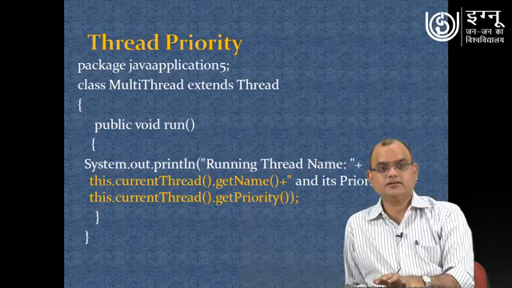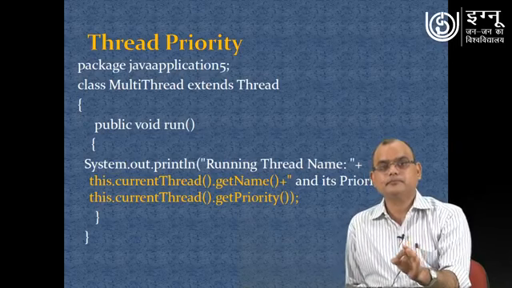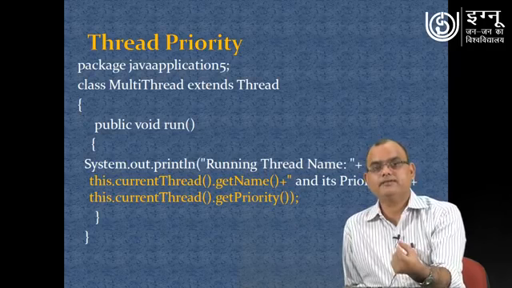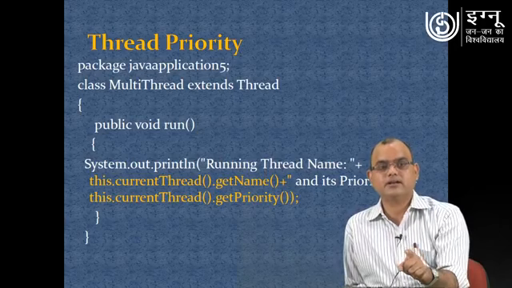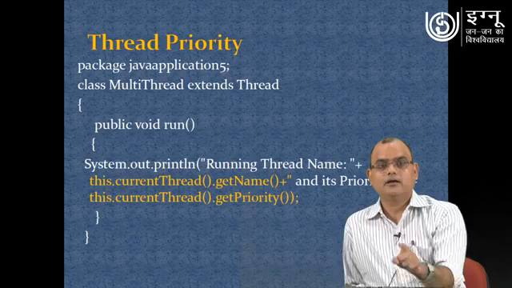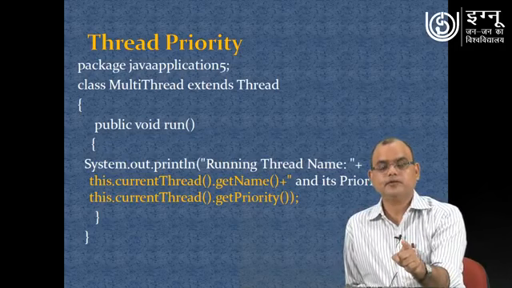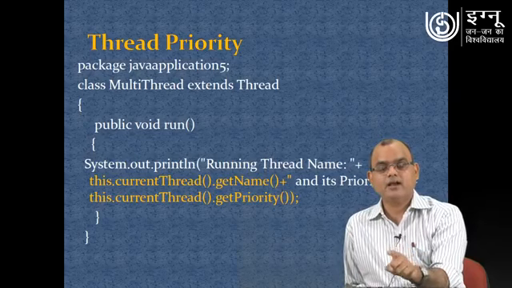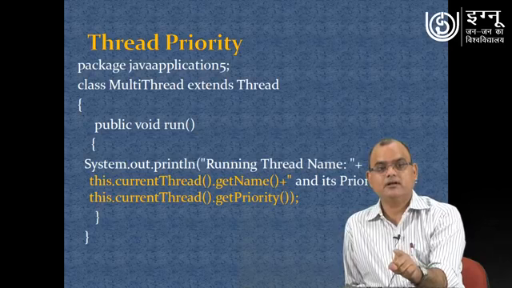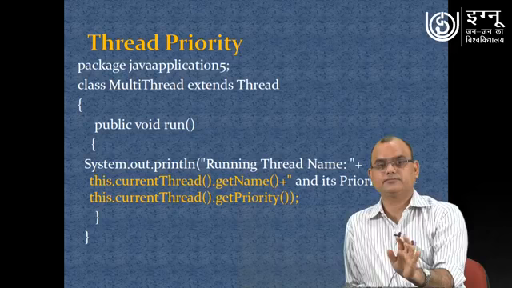Now here you see, in this particular program we have tried to learn how we can use the setPriority and getPriority methods. So here your program is created using the Thread class. In this running thread, you are using the getName method to get the name of the thread, and then you are using the getPriority method to get the priority of the thread.